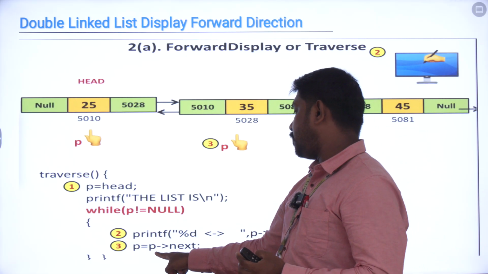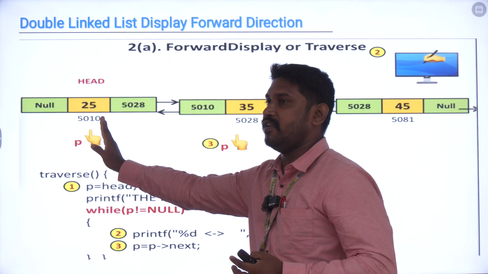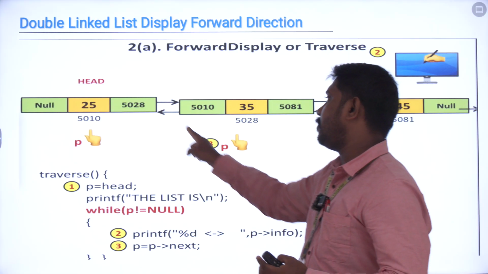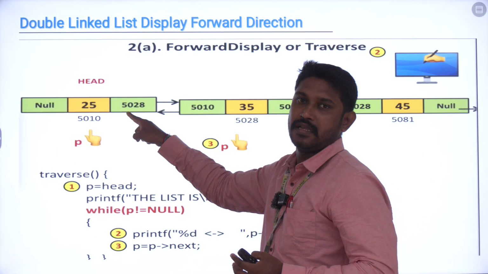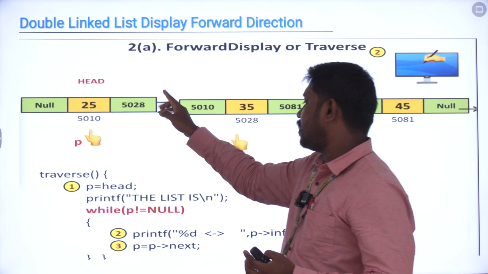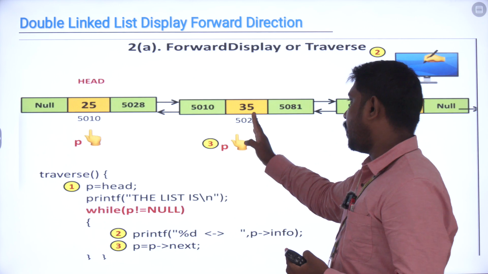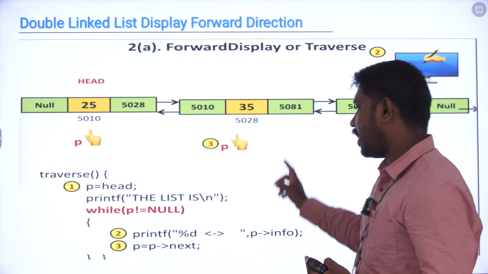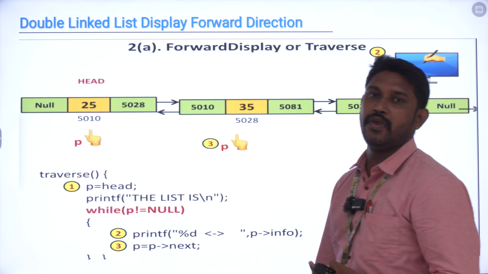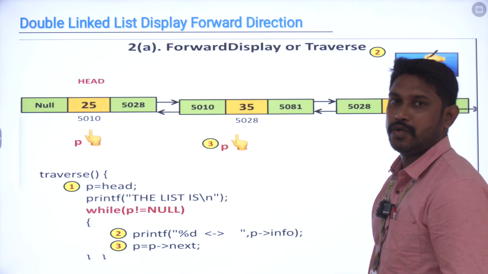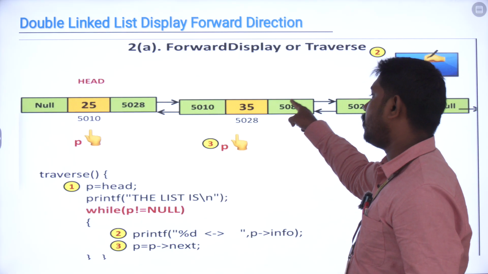Next, again, P is equal to P of next. This pointer P will be moved to the P of next with the help of this address. Based on this address, the P will be moved to the next node. Here the pointer is here. Now again the loop will be executed. P is not equal to null. Here the P is not equal to null.